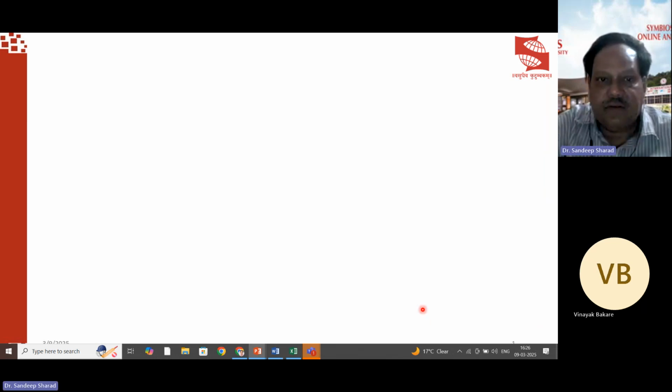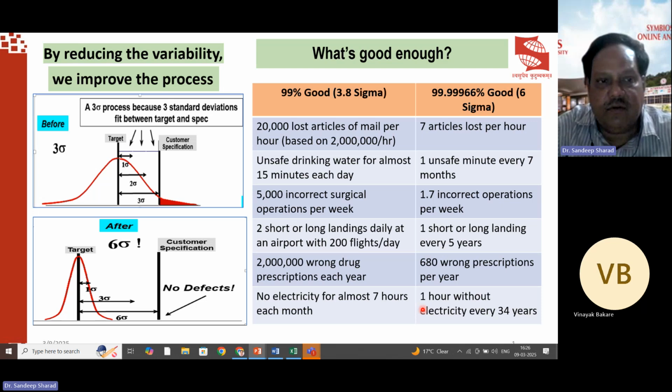So the examples show how, once we move towards the Six Sigma level, the defect levels are reduced drastically, almost exponentially. And this is really required by every organization, whether it is a manufacturing or service organization.